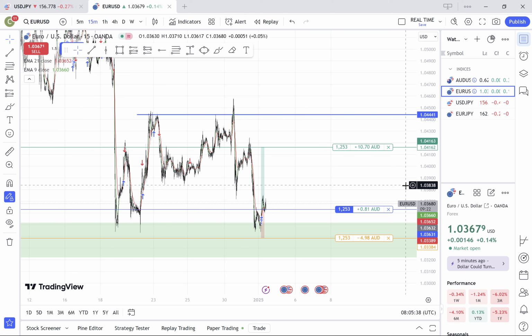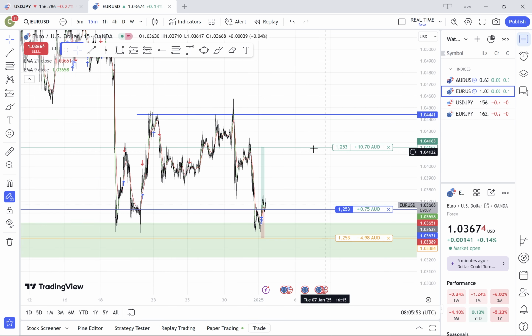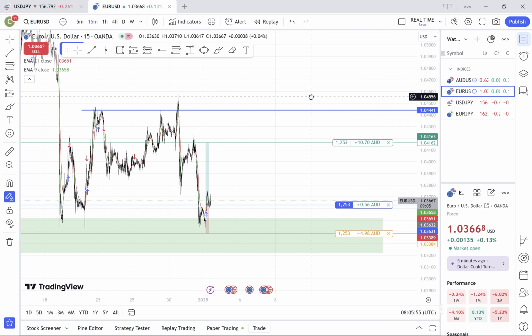And that's it guys for today. We've ended with a profit today. It's pretty good. Our equity is at 155.83, excluding the open trade, but our account balance is at 157.07. So I'm pretty sure we should be hitting that. We had that 50% profit already.